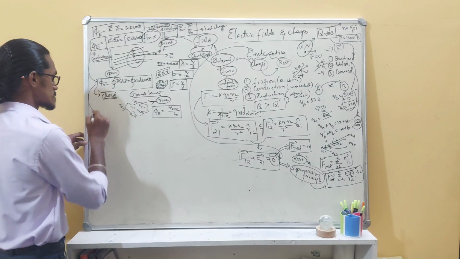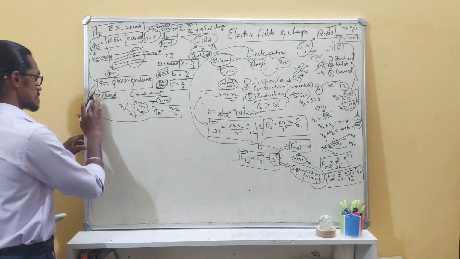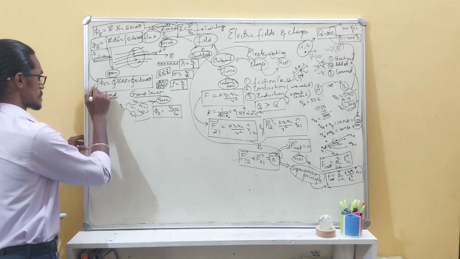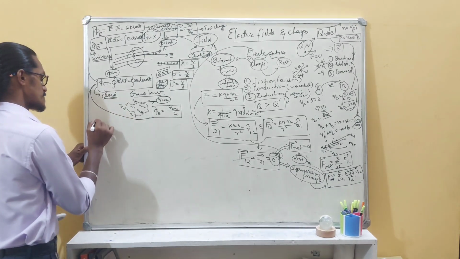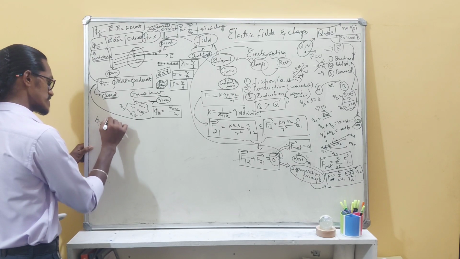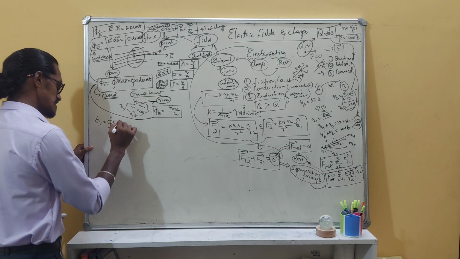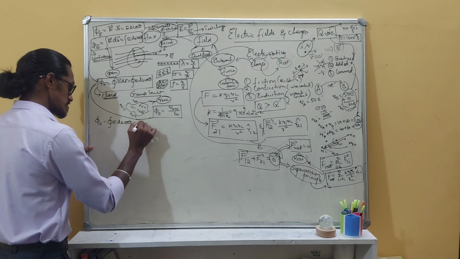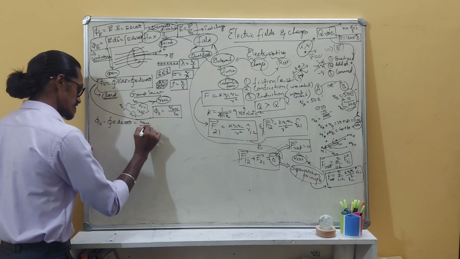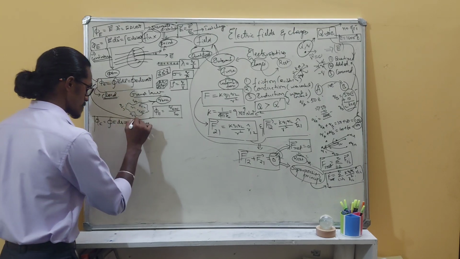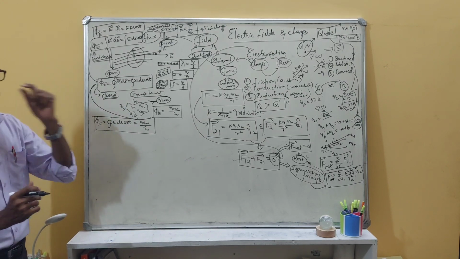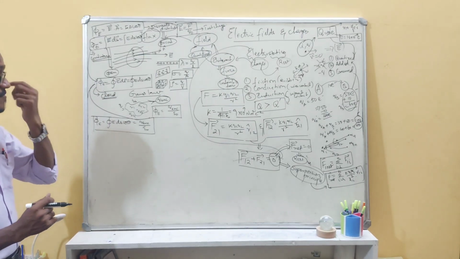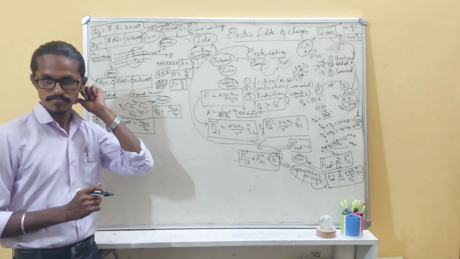These two equations are collectively written in this form: phi of E equals the closed integral of E dS cos theta, which also equals Q enclosed divided by epsilon naught. This is another form of Gauss law. Then we will move on to applications of Gauss law.